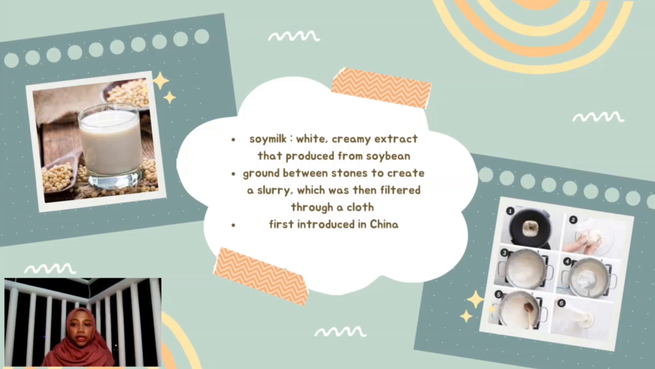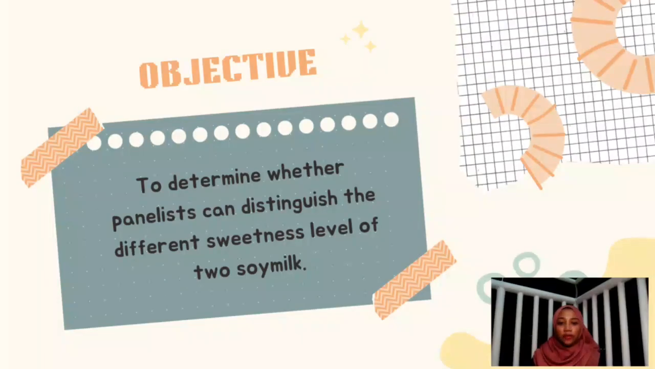As we know, each brand will produce different formulations in their soy milk, either sweet, less sweet, or no sugar at all. So, due to this problem, the purpose of this project is to know whether the panelists can detect and distinguish the difference of sweetness level between the samples by using the directional paired comparison test. The objective for our project is to determine whether the panelists can distinguish the different sweetness level of two soy milks.